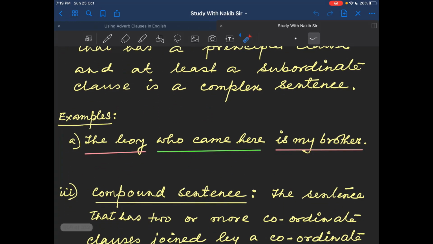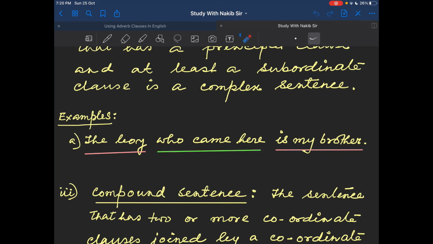The boy who came here is my brother. Who came here is a subordinate clause, and the boy is my brother is a principal clause. So this is a complex sentence consisting of two clauses. Number one, the boy is my brother, a principal clause, and number two, who came here, the subordinate clause.